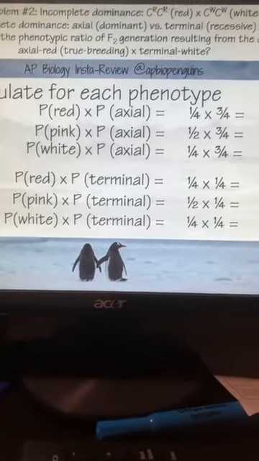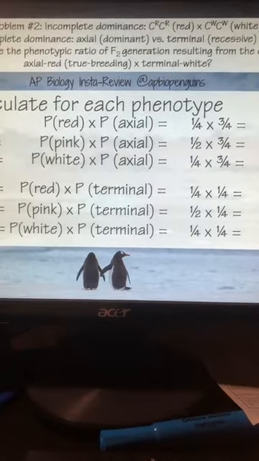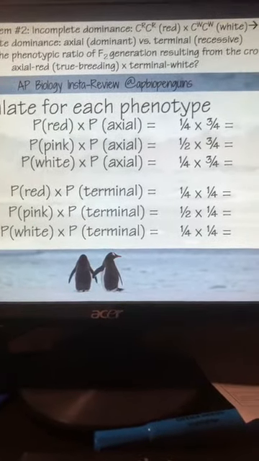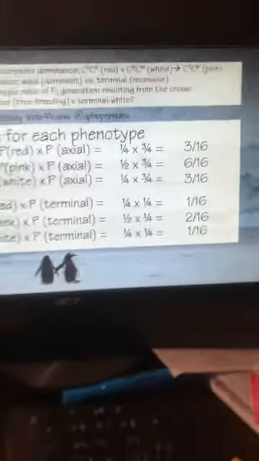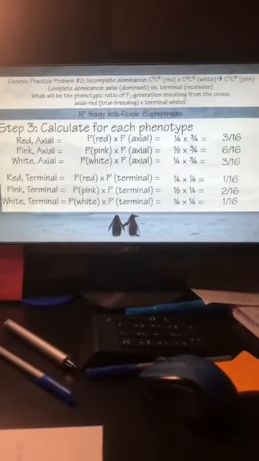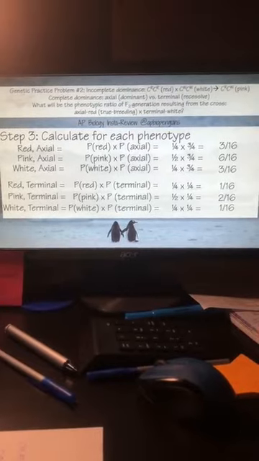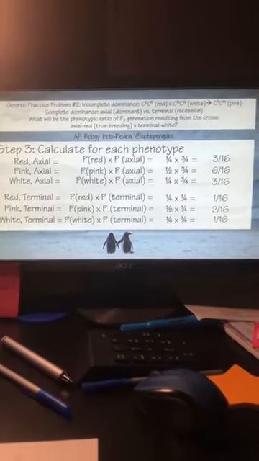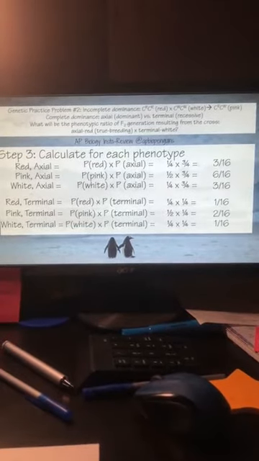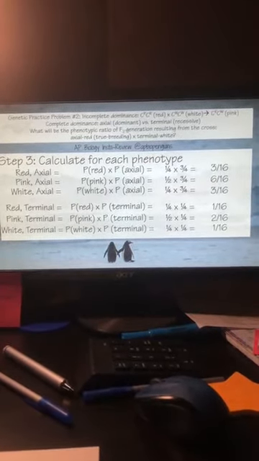The probability of red we saw was 1/4. The probability of axial was 3/4. You just multiply that together to get 3/16. The same thing applies for all of them. So pink we found was 1/2 times the axial, which is 3/4, giving you 6/16. The probability of white was 1/4, and the probability of axial was 3/4, which gives you 3/16.